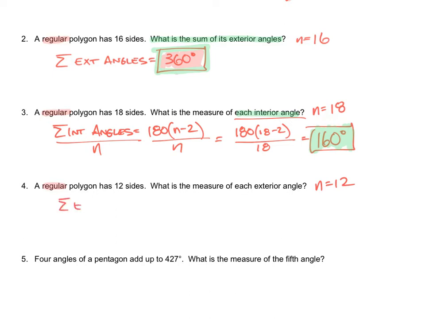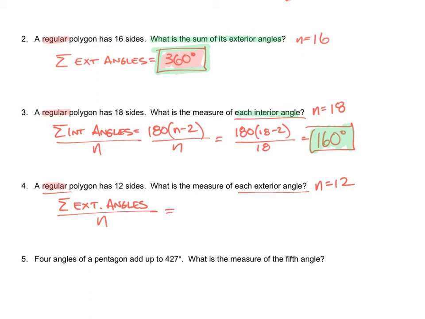Except I'm going to go to a different formula. I know the sum of the exterior angles has a formula. And because it's a regular polygon, all of those exterior angles will be the same. So I can take the sum of all of them, all 12 of them, divide by n, and I'll know the measure of each exterior angle because it's a regular polygon.